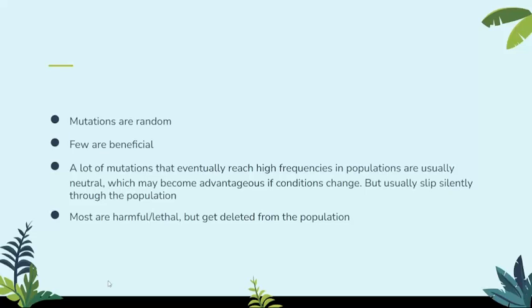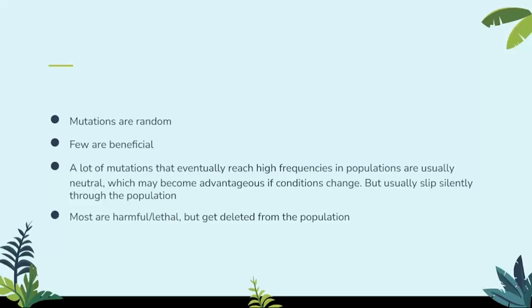We've got to know that mutation is completely random. Only a very small amount of mutations are actually beneficial. A lot of the mutations that eventually reach high frequency in populations are usually neutral. So the majority of mutations that we have are pure neutral. They don't do anything. However, a neutral mutation that was once neutral could become beneficial when the environment changes. But usually these mutations just go around quietly in the population because we don't even notice.